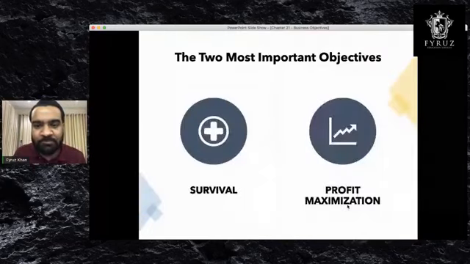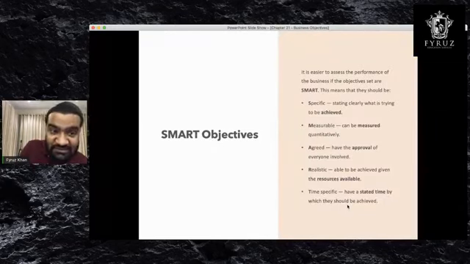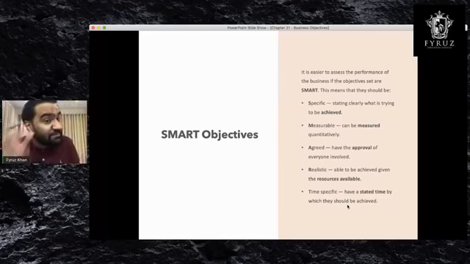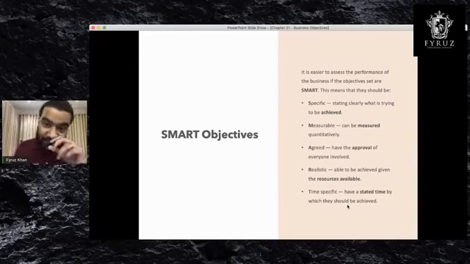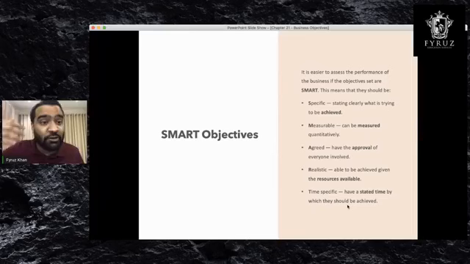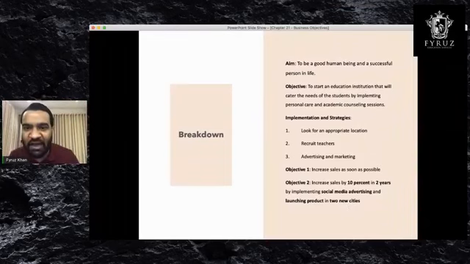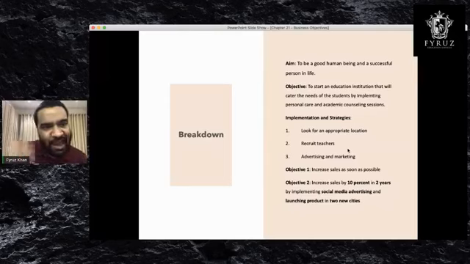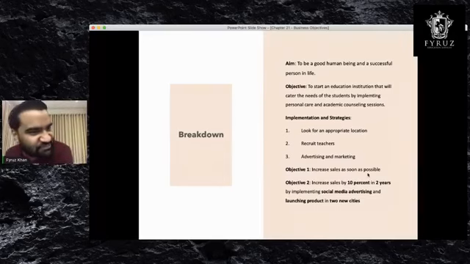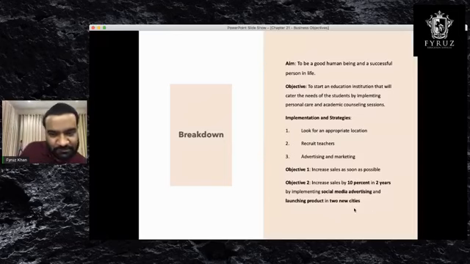We've also talked about SMART objectives. Think about how specific objectives need to be: specific, measurable, agreed, realistic, time specific. I've given you examples. An aim is very vague; an objective becomes more focused. And then you have implementation and strategies: how can we reach our objective? I've given you an example of two objectives: increase sales as soon as possible, which is very vague and not clear, and then objective two.